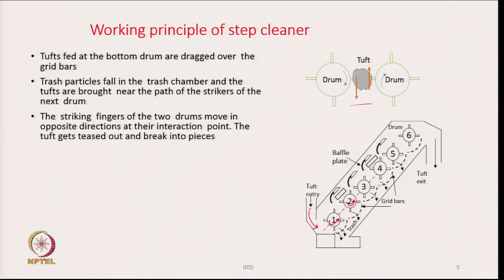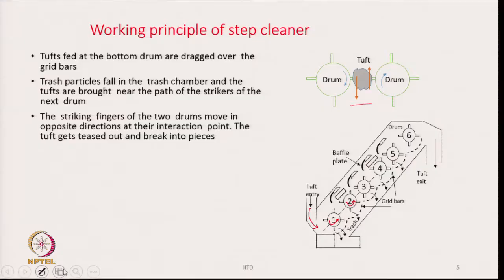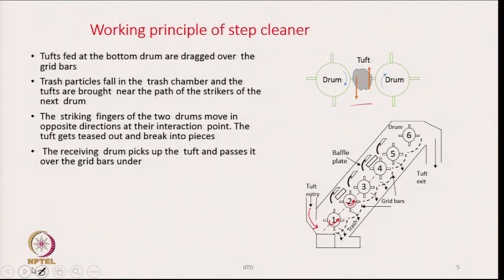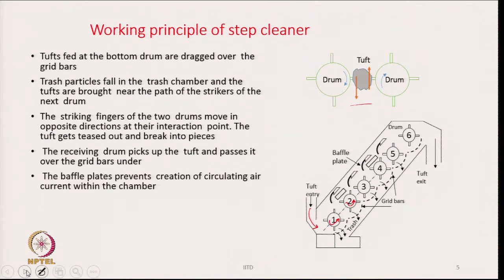So, similar kind of action we found in the case of your bale opener also, where the striking element of the spikes of the inclined spike lattice and the spikes of the Wiener roller are interacting on a tuft. Similar kind of action happens here also. The striking fingers of the two drums move in the opposite directions at the interaction point, and the tuft gets teased out. The receiving drum picks up the tuft and passes it over the grid bars under it, and while it is passing over the grid bars, lot of trash particles will fall down.